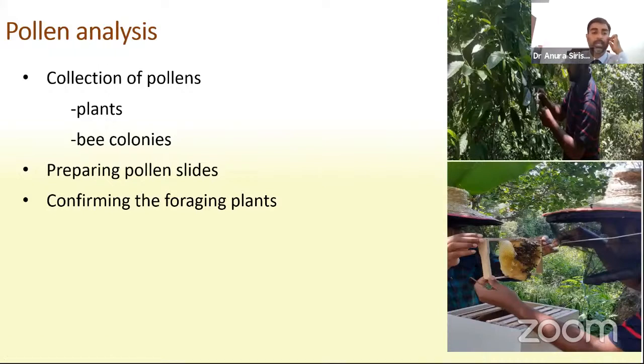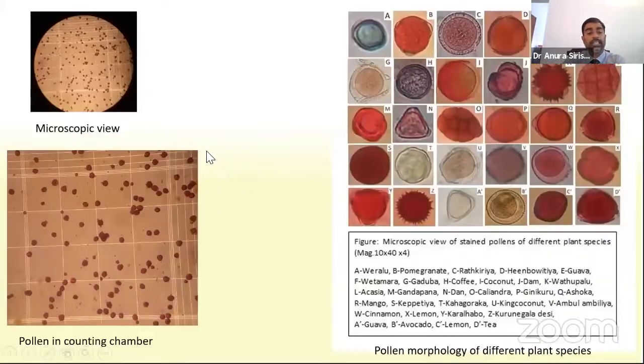You can see different types of pollens, and under a hemocytometer you can even measure their abundance, right? Then you can compare. Now you have already collected pollens from the plants, and you collected pollen from the colonies as well.